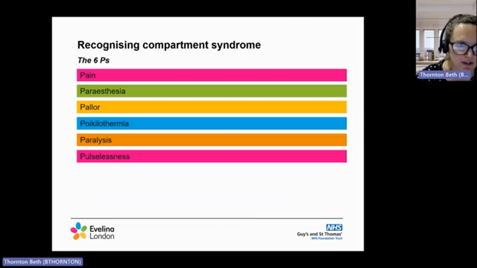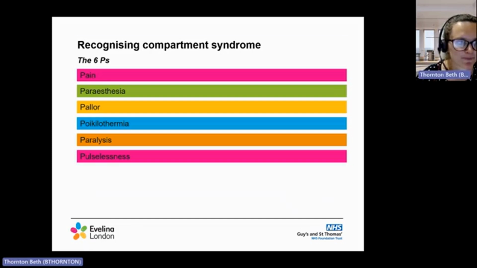So there are 6 C's of compartment syndrome, and they are not the easiest to remember. There's some words people have probably never heard of and will probably never use again. But once you understand what you're looking for, hopefully it will all make sense. So they are pain, paresthesia, pallor, poikilothermia, paralysis, and pulselessness. So I'm sure some of those words are not familiar to us, so we will go through in a little bit more detail.